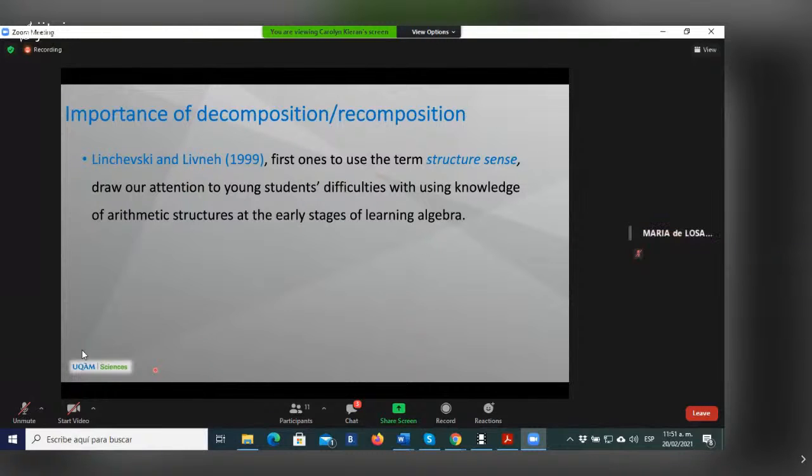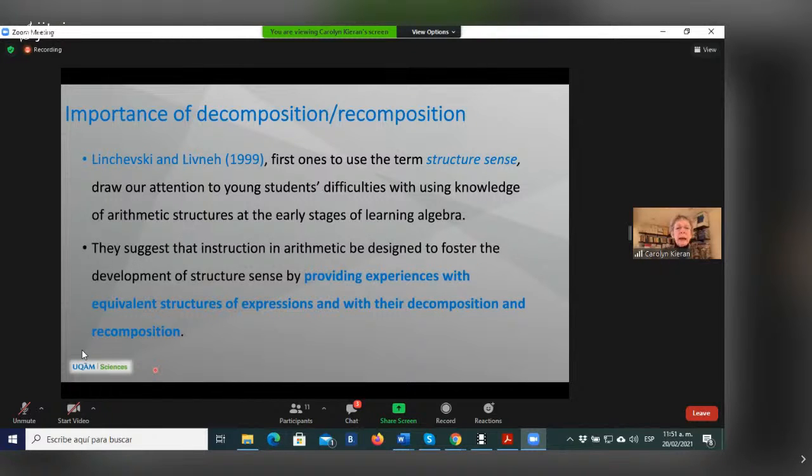Linchevsky and Livney, who were the first ones to use the term structure sense, draw our attention to young students' difficulties with using knowledge of arithmetic structures at the early stages of learning algebra. They suggest that instruction in arithmetic be designed to foster the development of structure sense by providing experiences with equivalent structures of expressions and with their decomposition and recomposition.